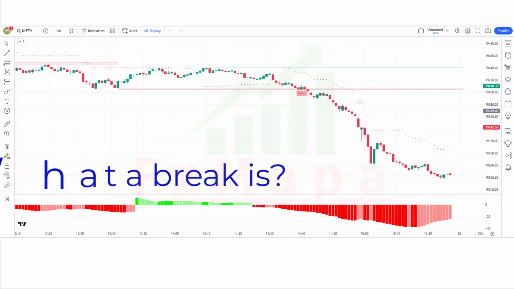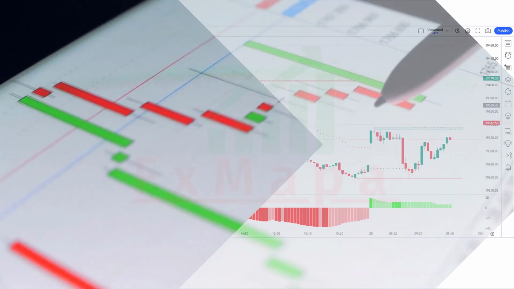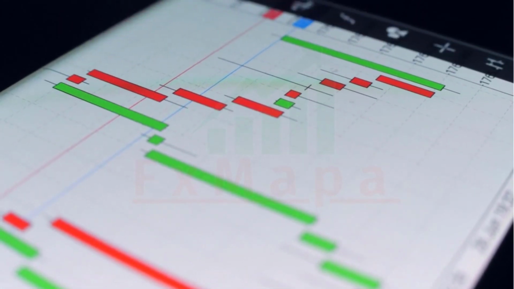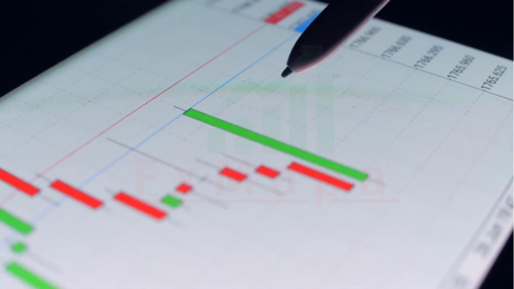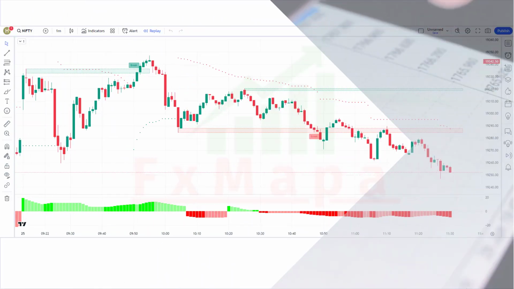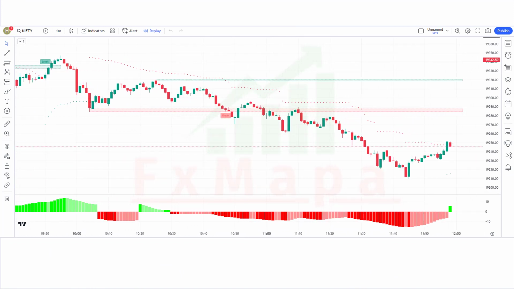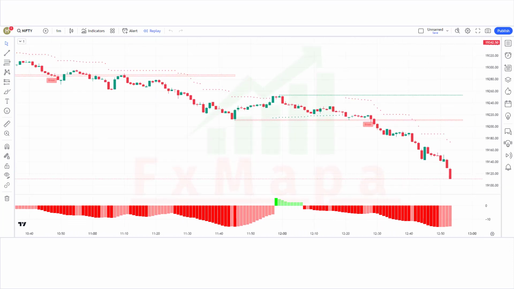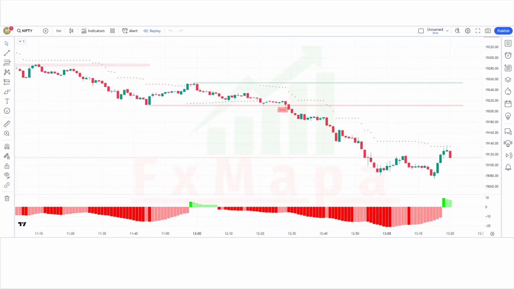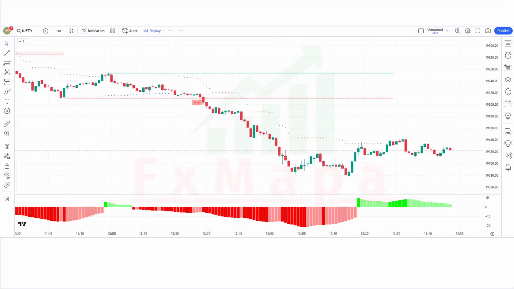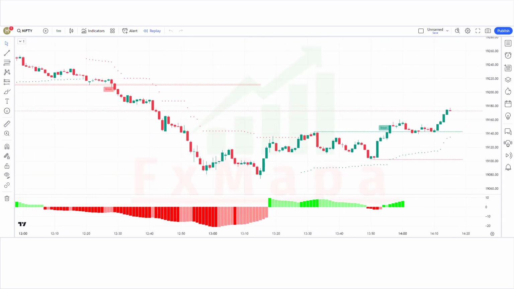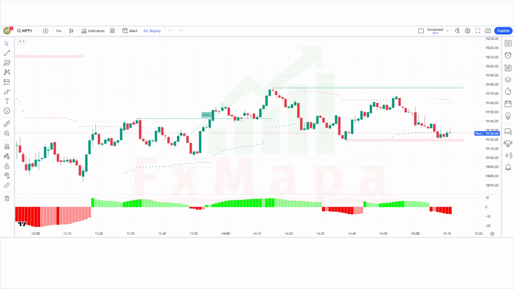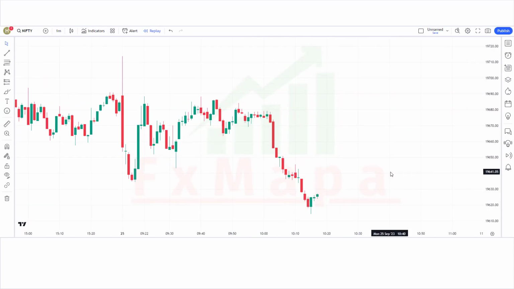First, let's talk about what a break is. A break occurs when the price of an asset moves beyond a significant support or resistance level. This can be a breakout to the upside or the downside depending on the context. A retest is when the price returns to the level it broke through. This is a critical phase because it helps confirm whether the break was legitimate or a false signal. Retests serve as a second chance for traders to enter or exit positions. We will try not to make the video too long, so let's get started.